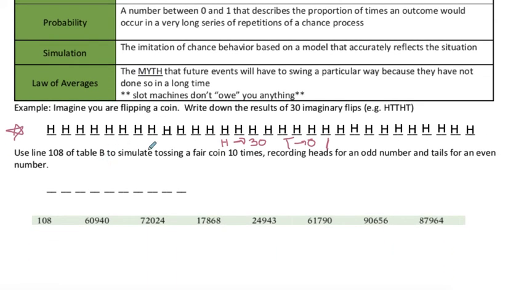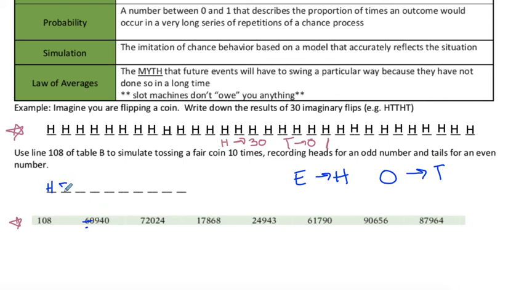So to simulate this a little bit differently, here's line 108 on table B. This is from the front of our packet. Let's simulate tossing a fair coin 10 times here. We're going to record heads for an odd number and record tails for an even number. All right, so we come to 6, and that's going to be heads. So we're going to say even is heads, odds is tails. Okay, so 6 is going to be heads, 0 we would probably skip, but most people would consider that even, so I'm going to skip it.